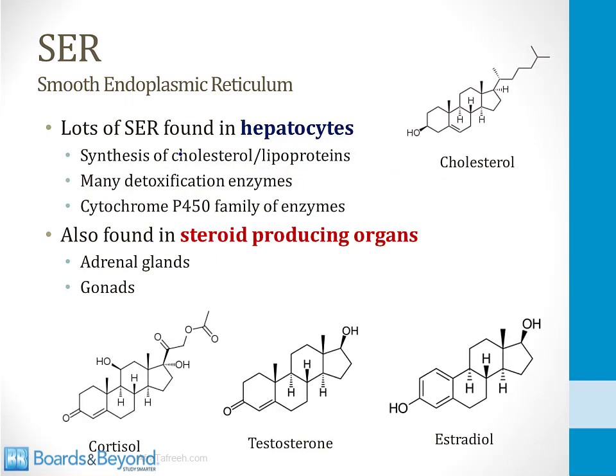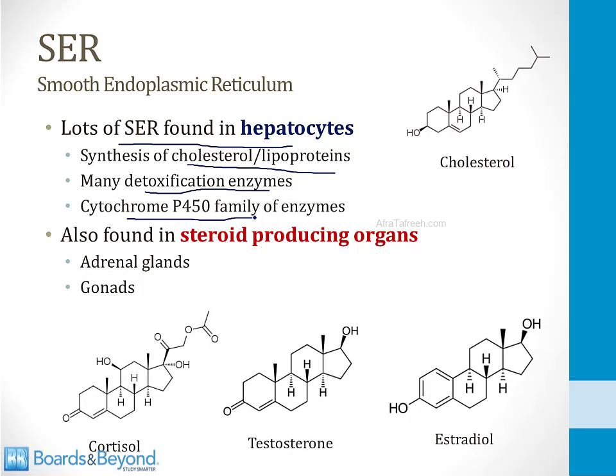So if you understand what I said on the last slide, it should be very easy for you to understand that there's lots of smooth endoplasmic reticulum found in hepatocytes. The liver is the site of synthesis of cholesterol and lipoproteins, and therefore you can find lots of smooth endoplasmic reticulum playing a role in this process. The liver also contains many detoxification enzymes, including the cytochrome P450 family of enzymes.